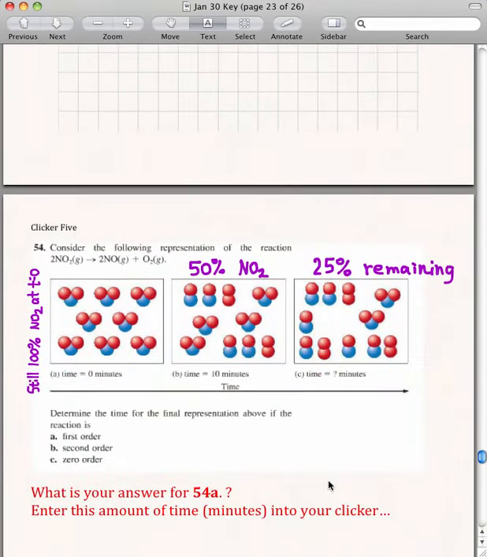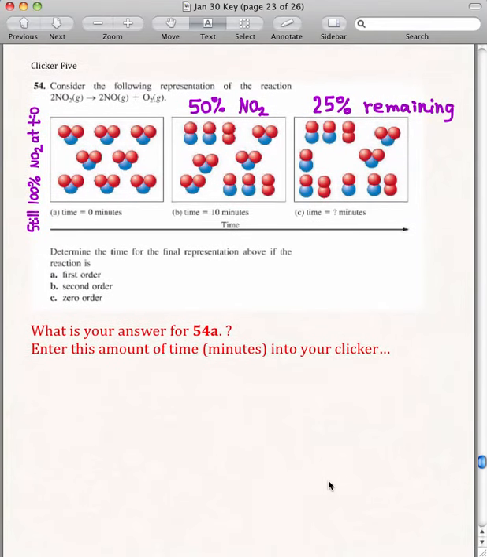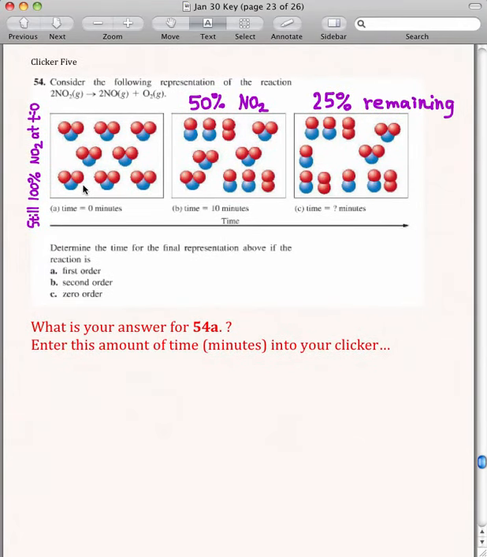Yeah, this last one's super tricky, but if you think about it, it's kind of cool. There's actually 3 different questions wrapped up here. Let me just go through the first one, perhaps. If I wait 10 minutes to go to 50%, then I know I would have to wait 20 minutes to go to 25% if it were first order. If it were second order, that'd be different. Or if it were zero order, again, a little bit different.